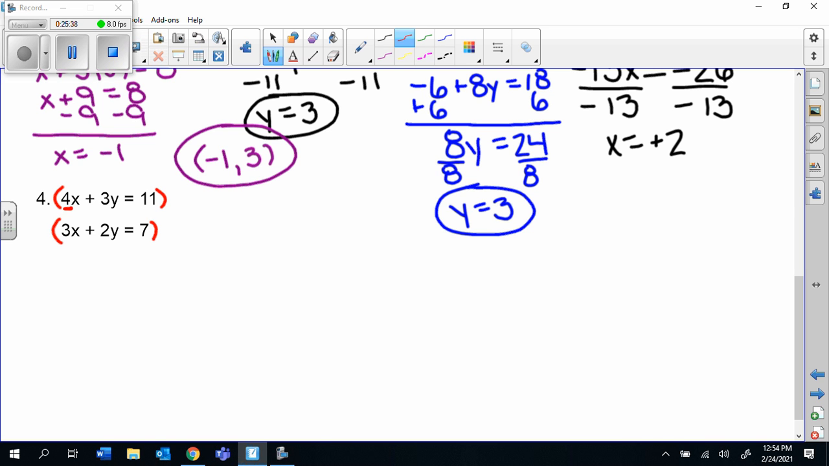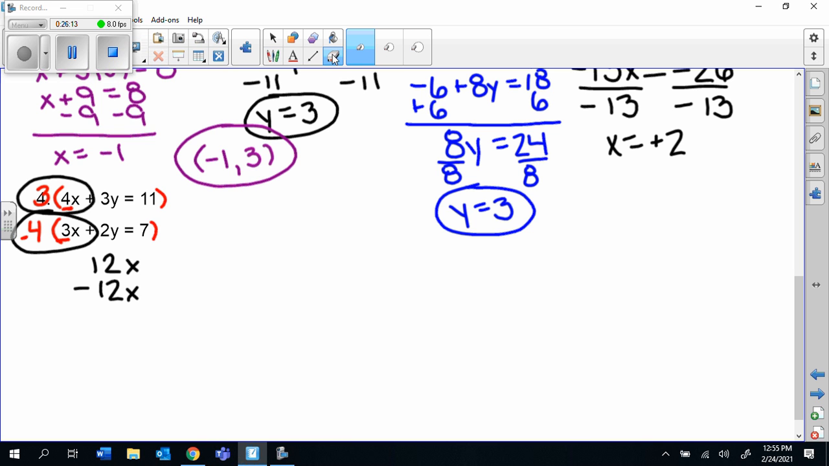Take this number and put it down here. Take this number and put it up here. And we're going to multiply the top equation through by 3, the bottom equation through by 4, and then notice that I'll need to change that to a negative, so it'll be a negative 12. So this is going to create a positive 12x here and a negative 12x here, and then I'll be able to eliminate.